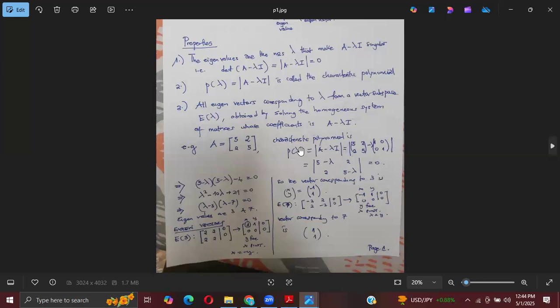So now we've reminded ourselves that when you have a matrix, you can always find the eigenvalues.